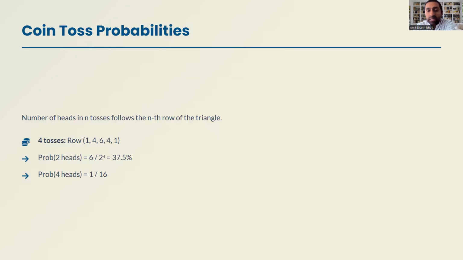The number of ways to get exactly 2 heads is given by row 4, column 2, which is 6. Thus, the probability is 6 over 16, or 37.5%. The triangle allows you to calculate complex probabilities in your head without running simulations.